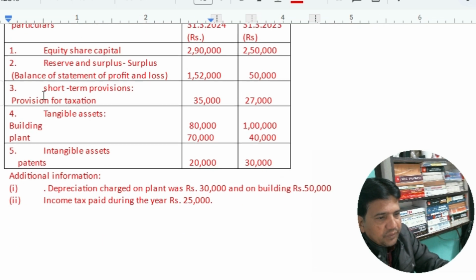Now short-term provision. Under the short-term provision, what are the items? Provision for taxation. In short-term provisions there might be proposed dividend or dividend payable, which also come under the short-term provision. Provision for doubtful debt, sometimes we can write under the short-term provision. But here, according to this information, we have to give the treatment of provision for taxation, the only item under the short-term provision.